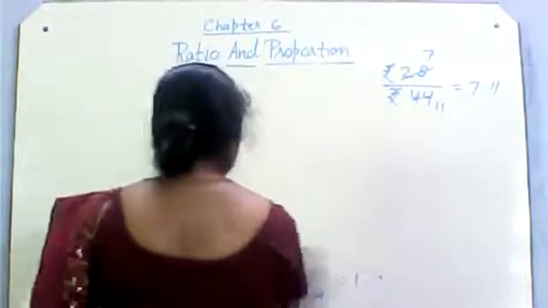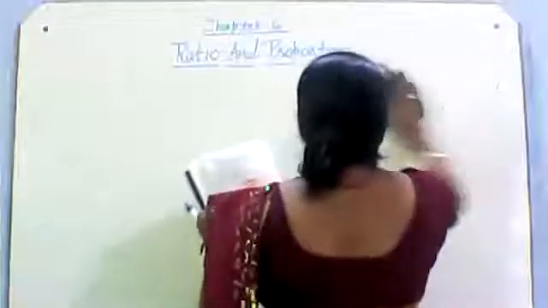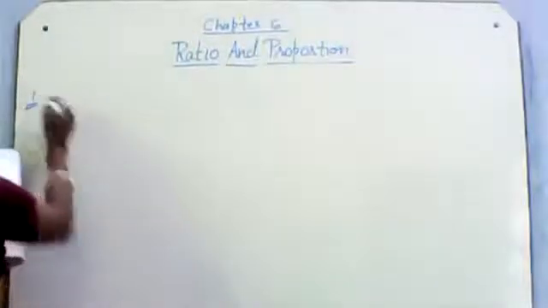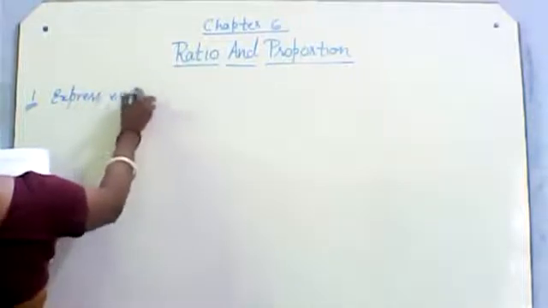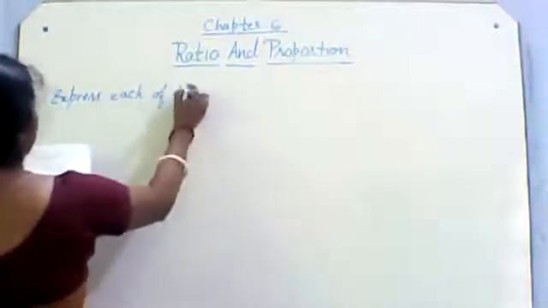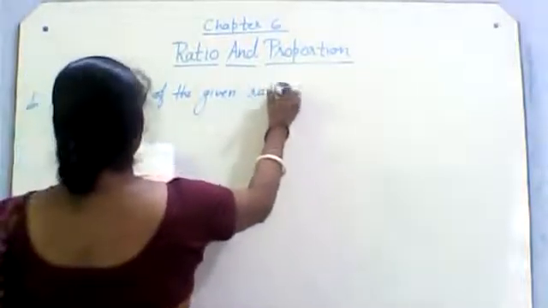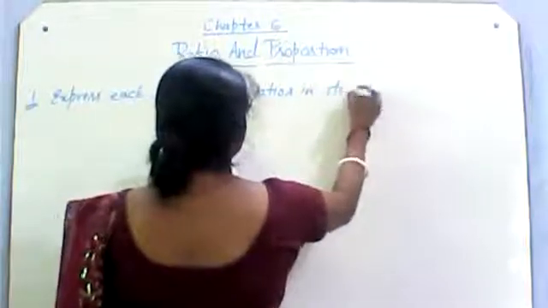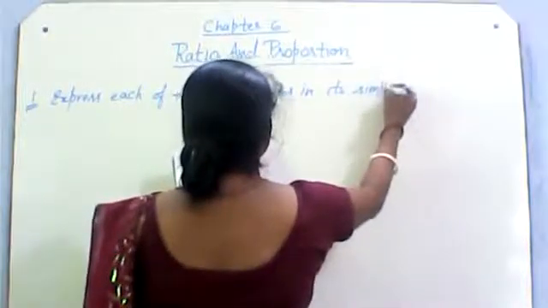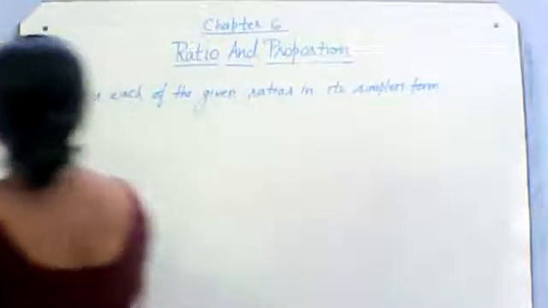In exercise 6A, some questions: express each of the given ratios in its simplest form. Okay, this is the first question.